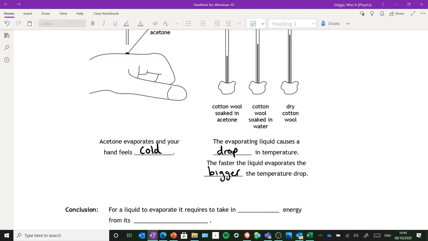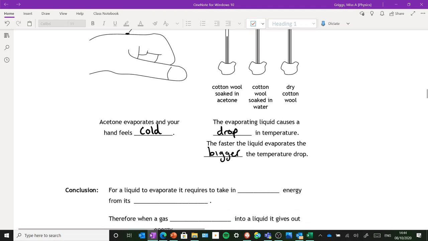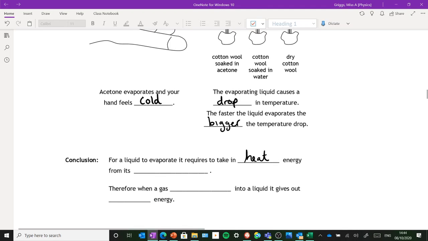So for a liquid to evaporate, it requires to take in heat energy from its surroundings. So the quicker it evaporates, the more heat energy it takes in. So that's why it gets colder. Therefore, when a gas condenses, so it goes the opposite way into a liquid, it gives out heat energy.